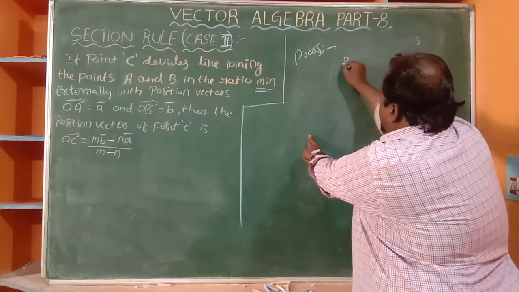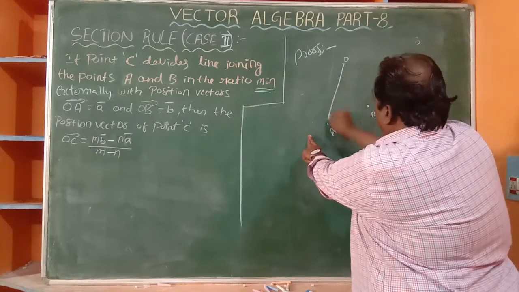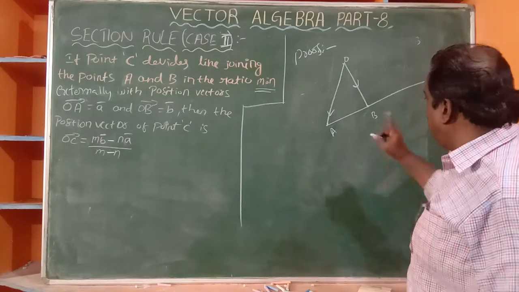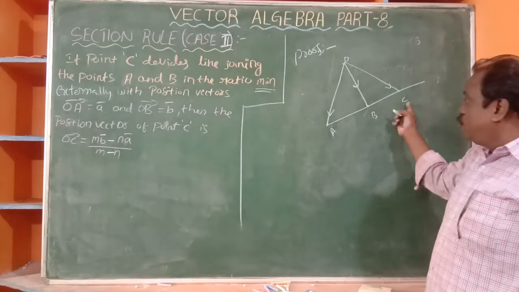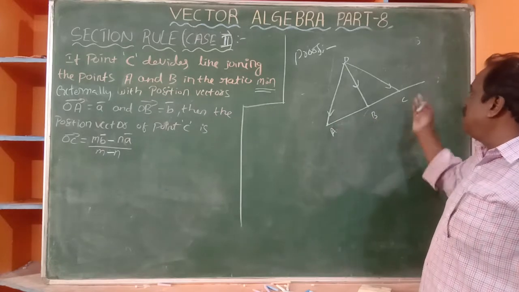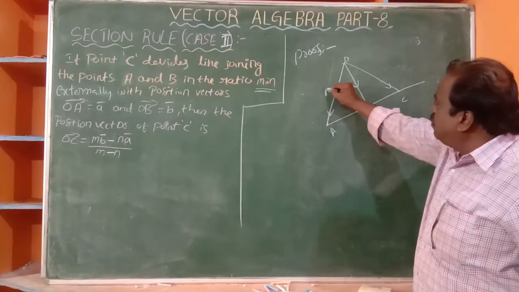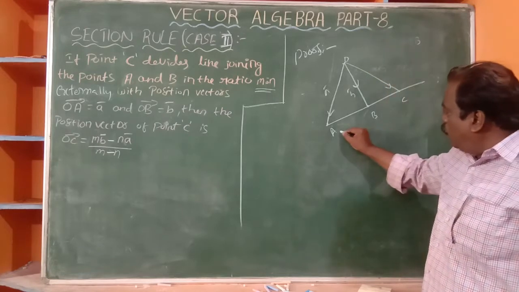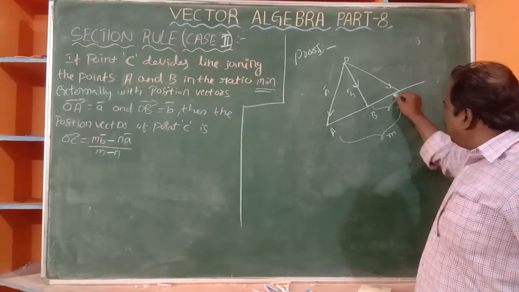Let O be the origin. There are points A, B. OA bar is A bar, OB bar is B bar. Now AB is externally divided by the point C. In the previous property, C is inside AB, internal to AB. Now it is external to AB. That is why case 2. Now here also it is A bar and it is B bar. It is OC bar. Here also you see that this is M and it is N.